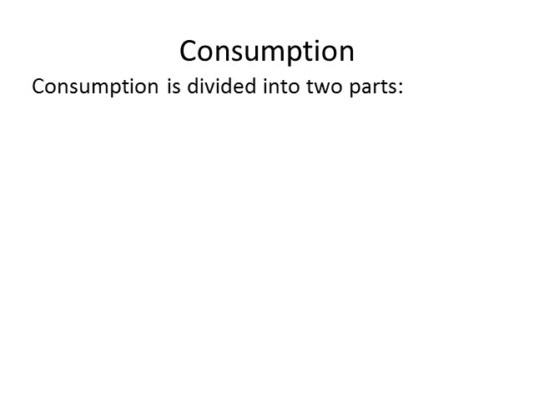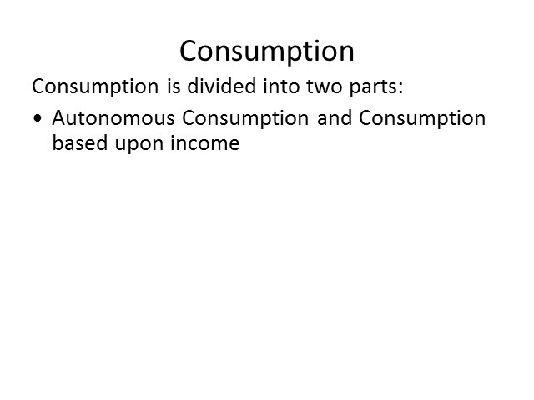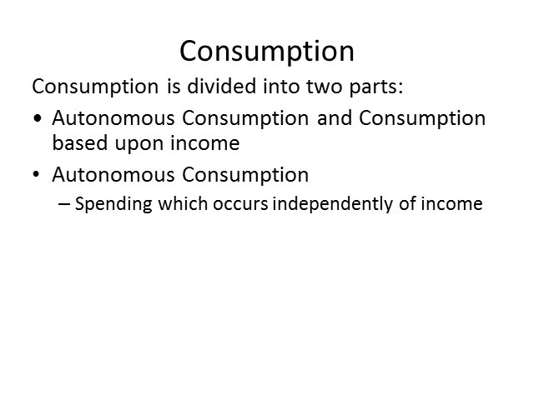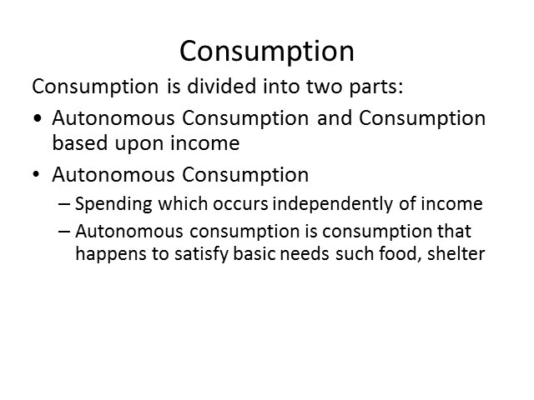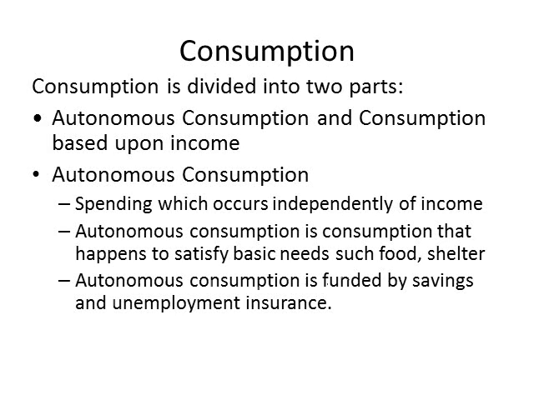Consumption can be divided up into two parts: autonomous consumption and consumption based upon income. Autonomous consumption is spending which occurs independently of income. It is consumption that happens to satisfy basic needs such as food and shelter, but may not always include these things. Autonomous consumption is usually funded by savings or by unemployment insurance. The key thing to understand about autonomous consumption is that it's not dependent on the amount of time one works.